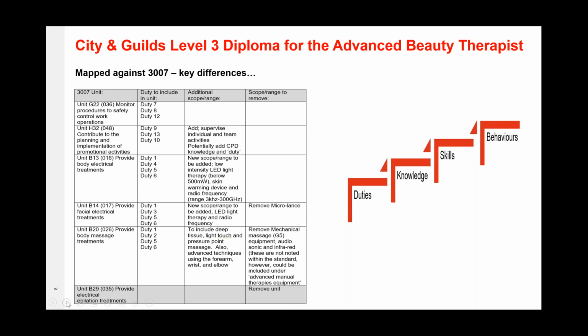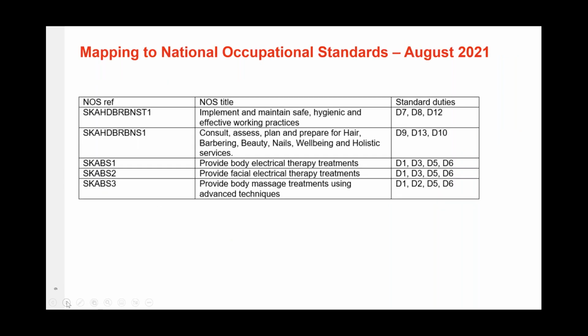So we did spend a good few months looking at duties, knowledge, skills and behaviours. What were the differences? What's been added in additionally? What's been removed? But also, if we go to the next slide, Sarah, we had a look at the most recently published National Occupational Standards. So for beauty therapy, the most recent standards were published in August 2021. And we also looked at the existing NOS references, NOS titles, and the scope range within those. And we started again to map the apprenticeship standard duties into those to see again, is there anything else that we could add, anything else that potentially could be removed with this new offer. So if we go on to the next slide.